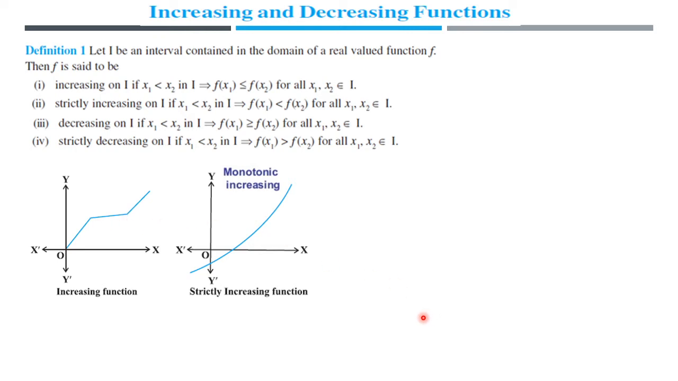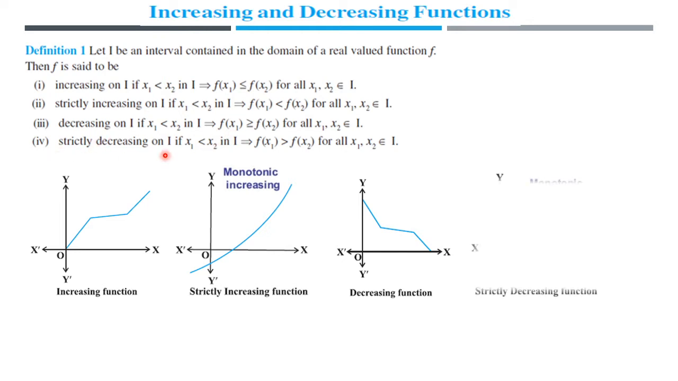Another one is decreasing. Decreasing on interval I: if x1 is less than x2, then f(x1) is greater than or equal to f(x2). Decreasing function means when x is increasing but the value of f(x) is decreasing, or sometimes it is equal also. Then we have strictly decreasing. We call it monotonic decreasing as well. Here what happens? Students, this type of function decreases and only decreases.